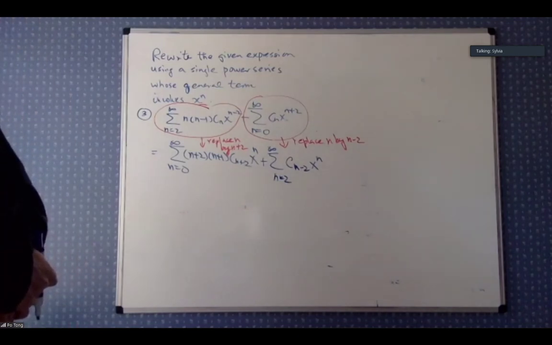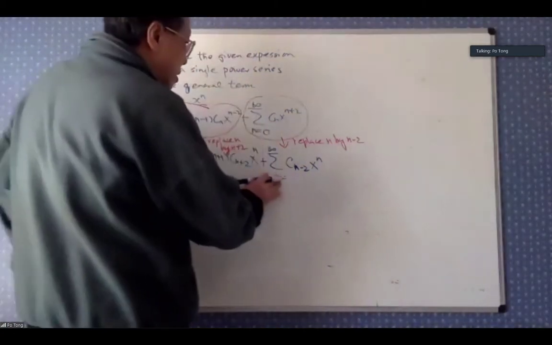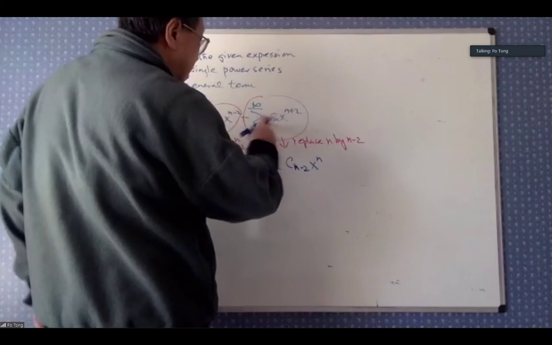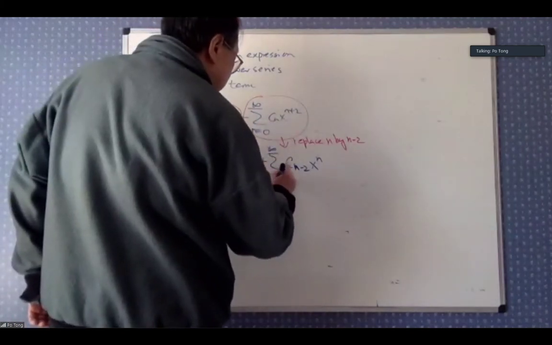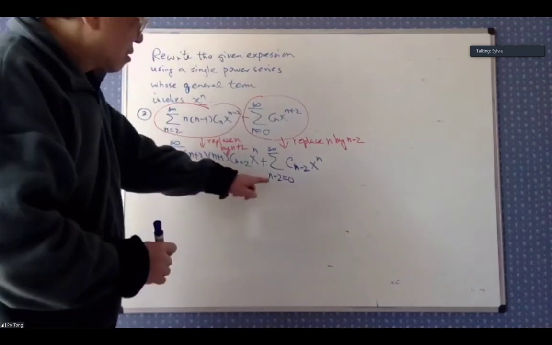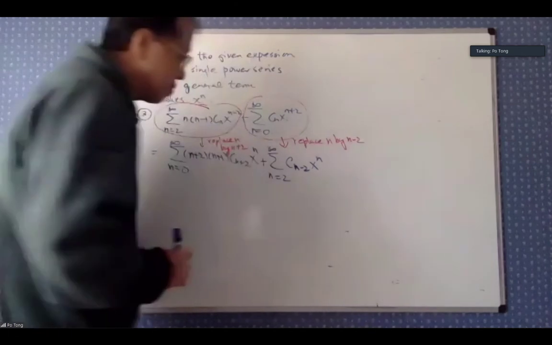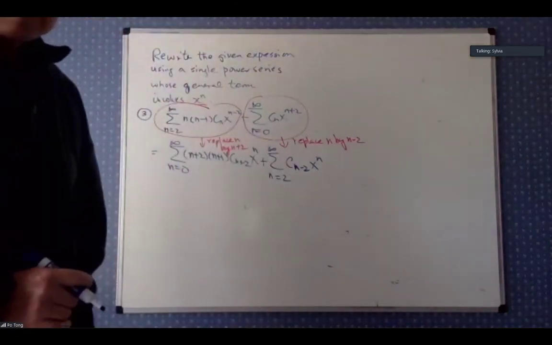Wait, sorry, could you repeat that again? Okay, so there's another step here. Replace n by n minus 2, right? Is it okay? So n minus 2 equal to 0 is the same as n equal to 2. Yes, okay, got it. Thank you. Okay, no problem.